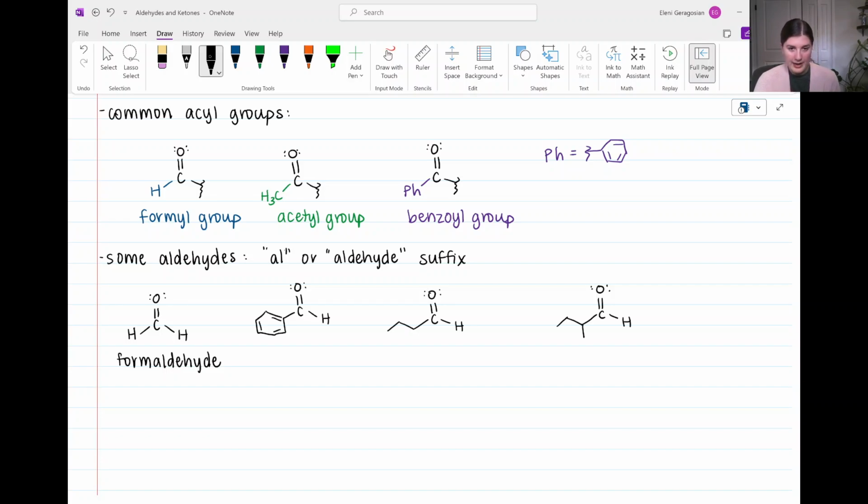Second molecule, we have a phenyl ring. If we look above to those common acyl groups, phenyl as the substituent in an acyl group is a benzoyl group. When we have that carbonyl carbon bonded to a phenyl ring and a hydrogen, it's an aldehyde with a benzoyl group, and we call that benzaldehyde.